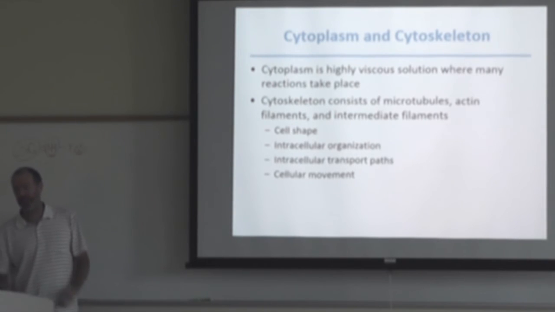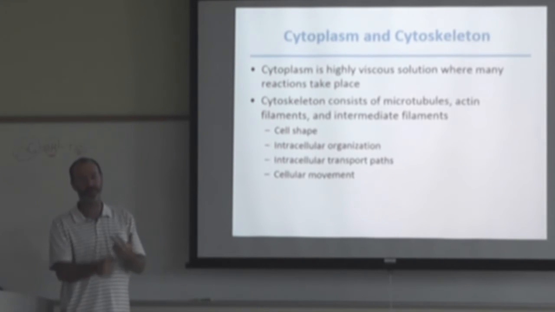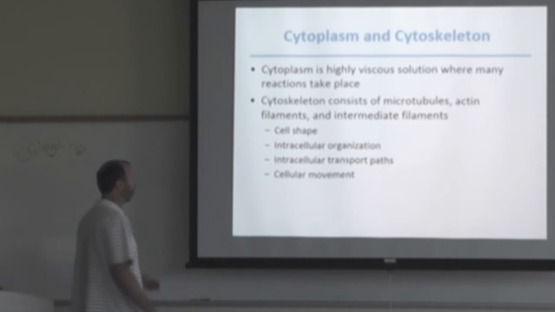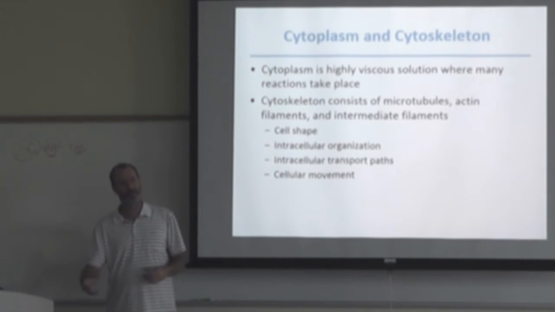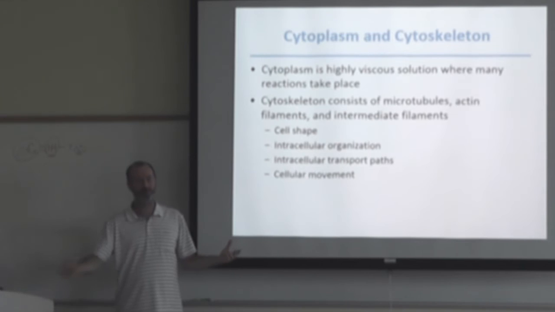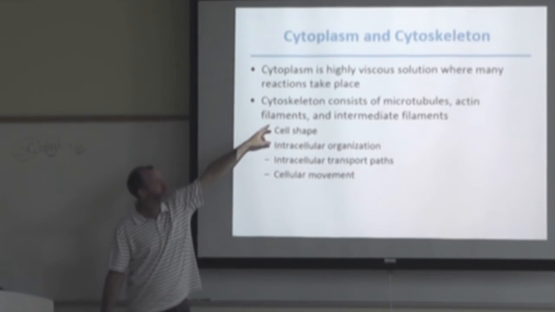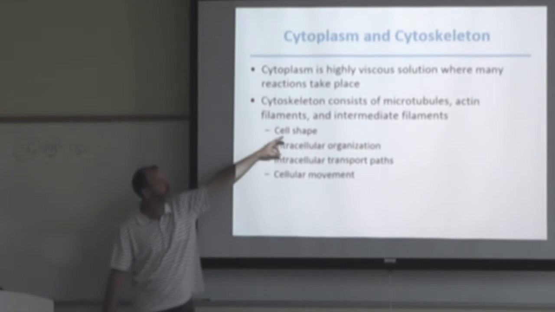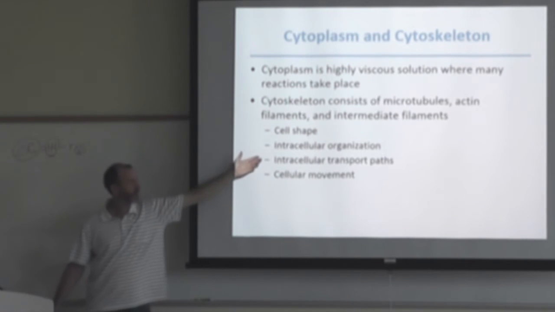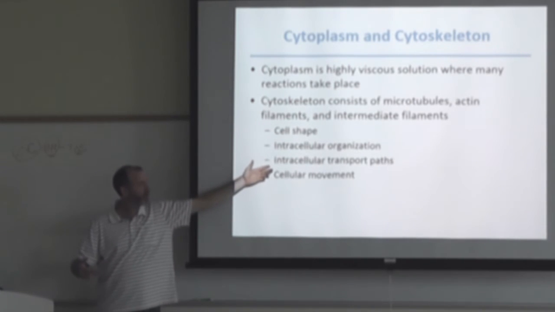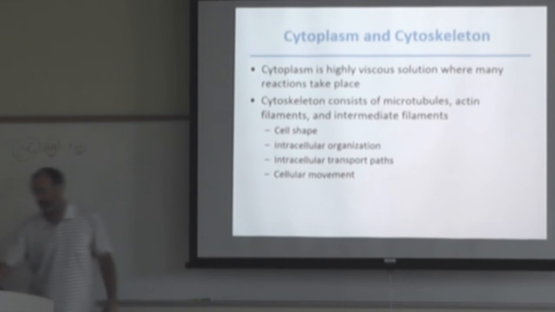So cytoplasm is a highly viscous solution because it's really crowded with lots of proteins and other molecules, salts and things. That's where you get the reactions to take place, right? So it's an aqueous environment. We know lots of chemical reactions like that occur in aqueous environments. The cytoskeleton itself consists of microtubules, actin filaments, and intermediate filaments, and they give the cell shape, help to organize the cell, and you can have intracellular transport paths along those microtubules and help the cell move.